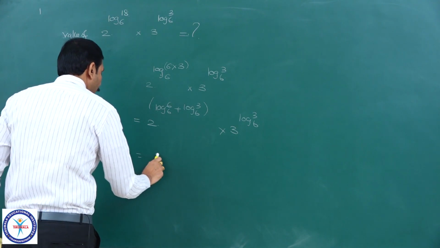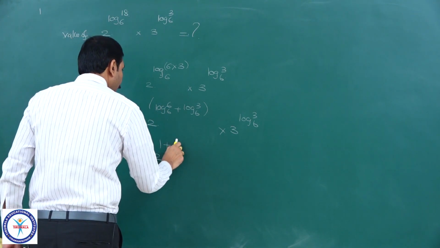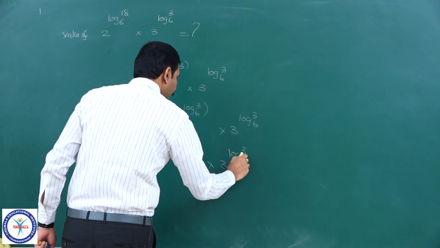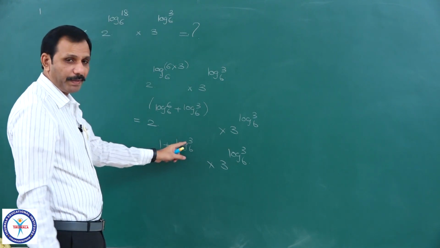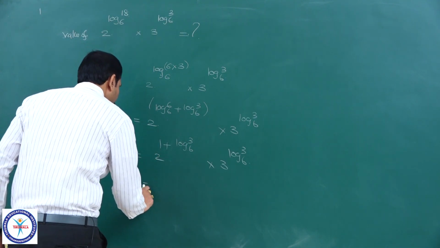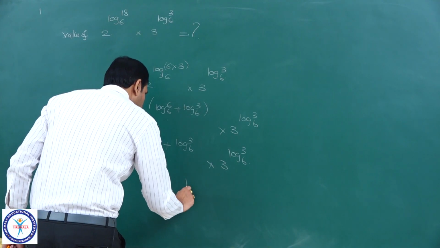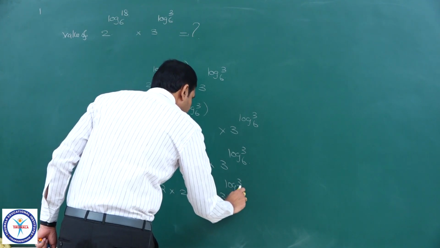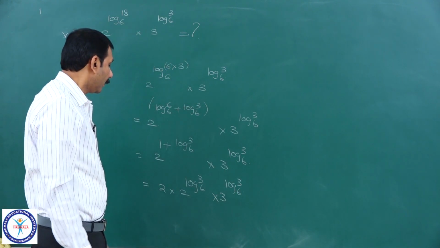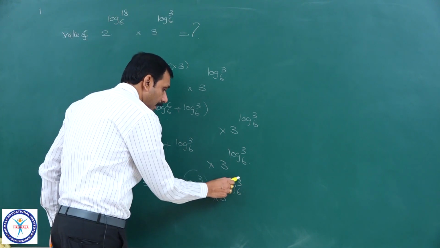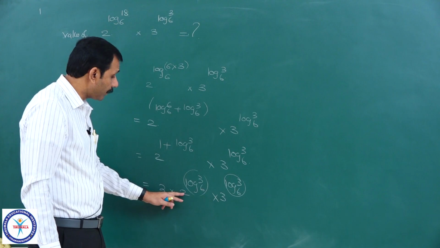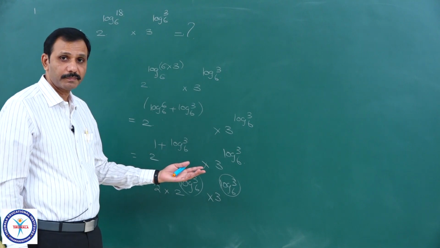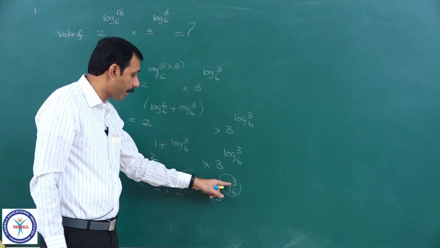Now, it is equal to 2 power, log 6 to the base 6 is 1, plus log 3 to the base 6, into 3 power log 3 to the base 6. It is a power m plus n, a power m into a power n. So it is equal to 2 into 2 power log 3 to the base 6 into 3 power log 3 to the base 6. Now, log 3 to the base 6, here also log 3 to the base 6. It is of the form a power m into b power m, which is ab whole power m.